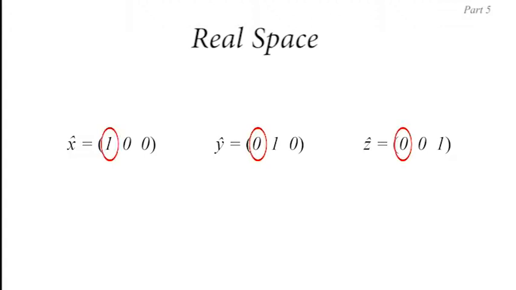The first number in the bracket represents the size in the x direction, the second the size in the y direction, and the third the size in the z direction. And you can see that they are unit vectors because for each of them the sum of the squares of their x, y and z components add up to 1. 1 squared plus 0 squared plus 0 squared in each case.